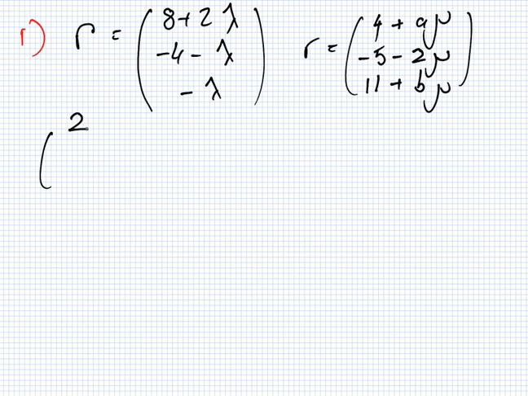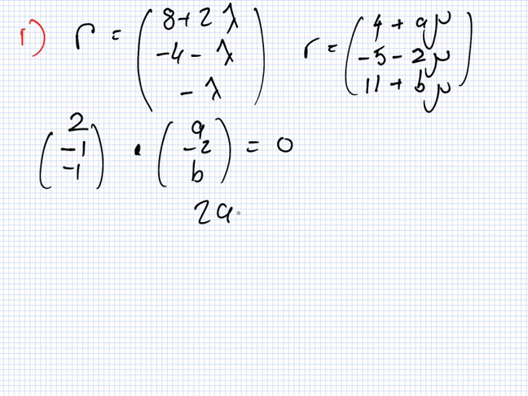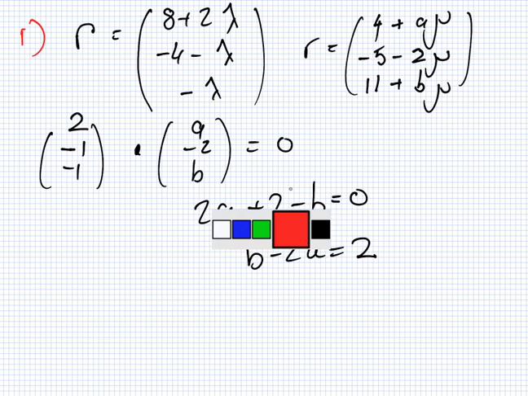The lines are perpendicular. If the lines are perpendicular, that means the dot product of (2, -1, -1) with (a, -2, b) should equal 0. So that means 2a plus 2 minus b should equal 0. So that means b minus 2a should equal 2. That's the first part done.